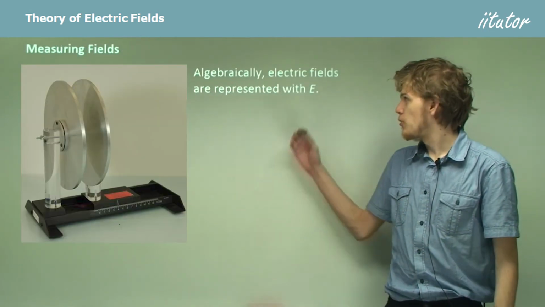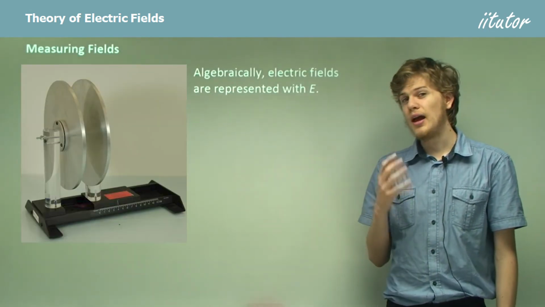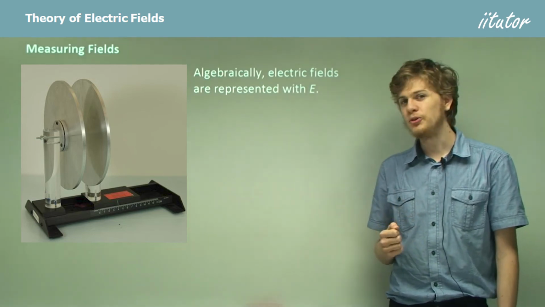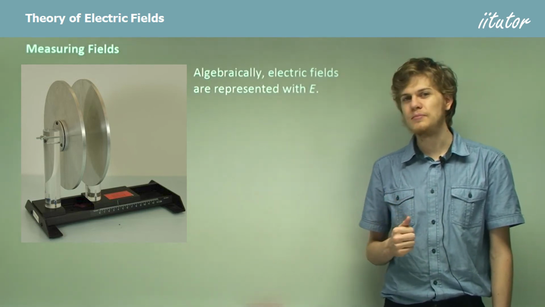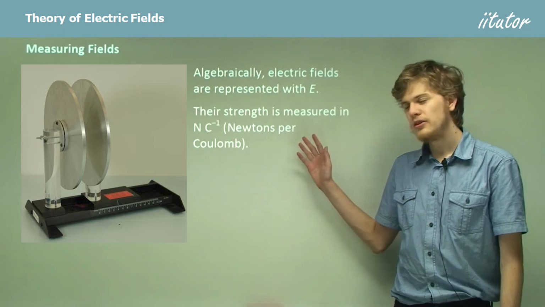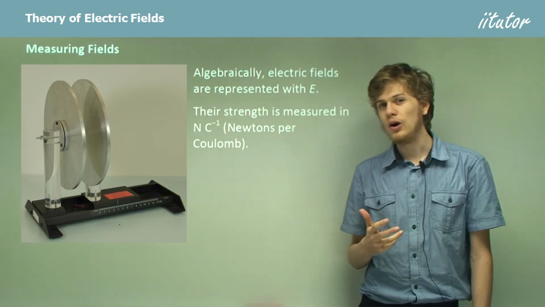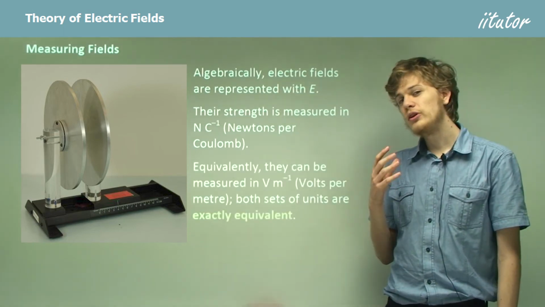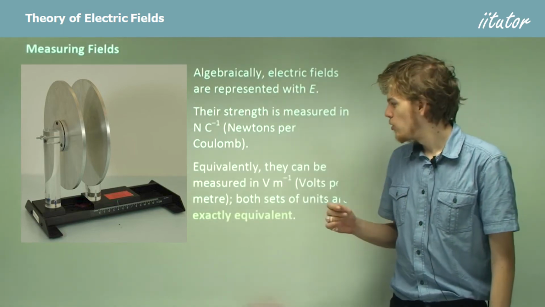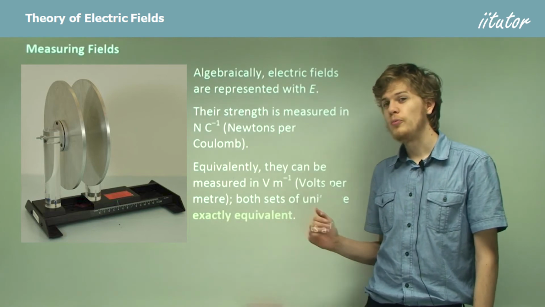Algebraically, we represent electric fields with a capital E. Don't confuse it with energy, which uses the same symbol. Now, their strength is measured in newtons per coulomb. We'll learn why in a little while. The thing is, we don't have to use newtons per coulomb. We can also measure it in volts per meter.